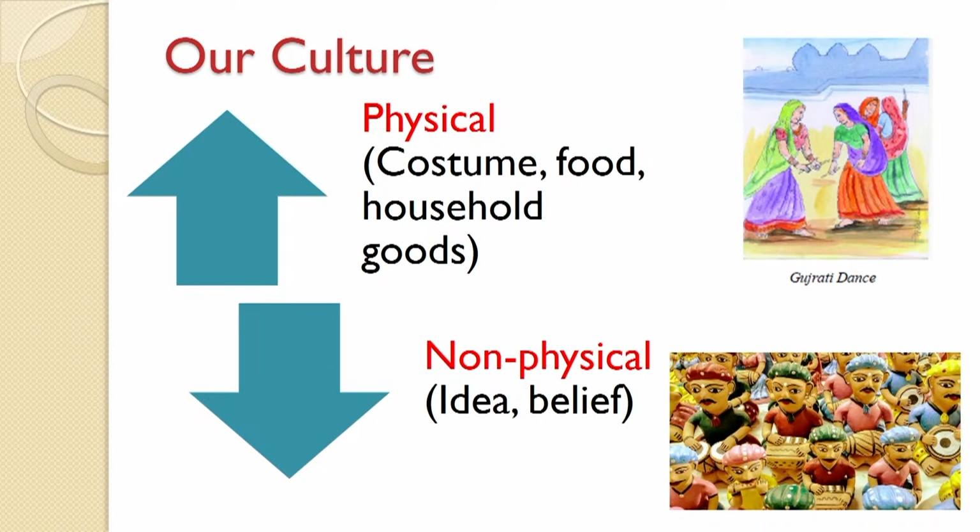So now let's understand physical culture as well as non-physical culture. Physical culture is visible in nature and we can touch it. So this physical culture comprises costume, food, household goods, while the non-physical culture is not visible. It comprises ideas, beliefs, feelings, rituals as well as ideals.